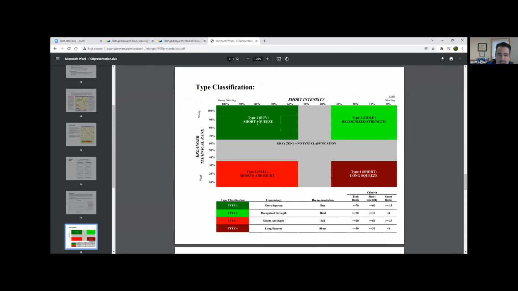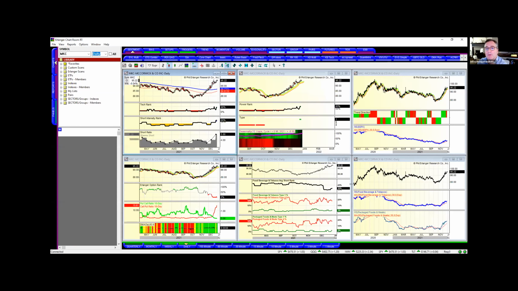And so then what we do on short interest is the same thing. I'm going to actually go back now to the chart room, and we're going to take a look and see how we build a short intensity level. But one thing before you do it, just go through the type 1, type 2, type 3, type 4, and basically what they represent, because I think that's going to be important for people.